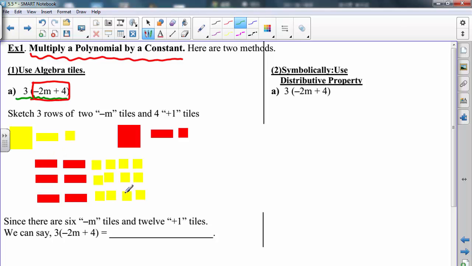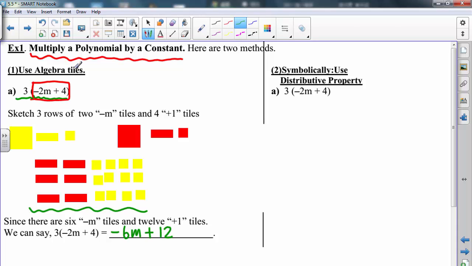So this is the reason why we say we have 3 rows of this binomial. This one is shown on your lesson note already, so you can look at the note to help you understand this algebra tile method. So right now, let's look at those 3 rows of 2 negative m tiles and 4 positive 1 tiles. The answer is I have negative 6m. And how many little yellow squares are there? There are 12. So that means I have plus 12. So this is the answer from the algebra tile method.